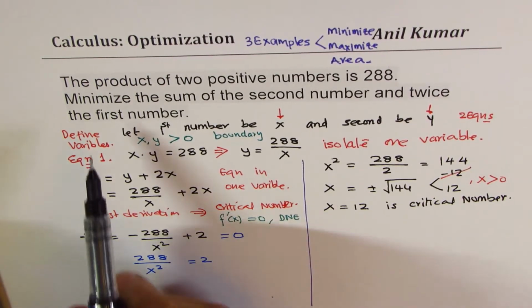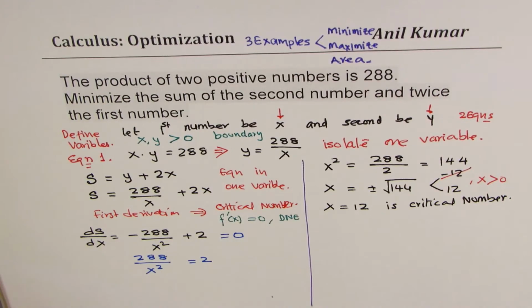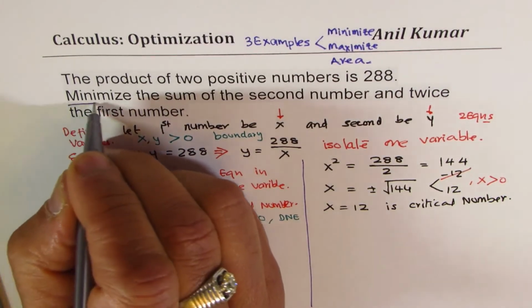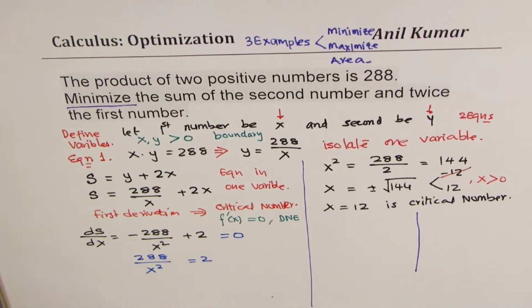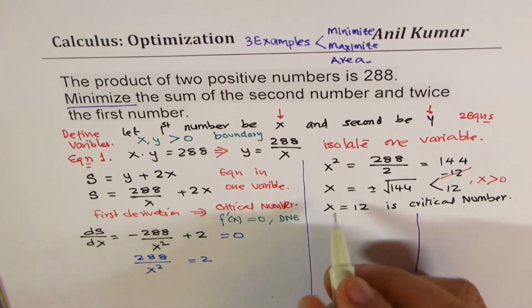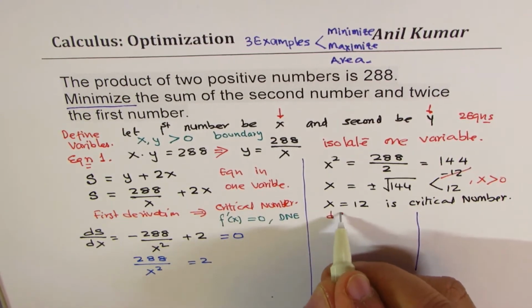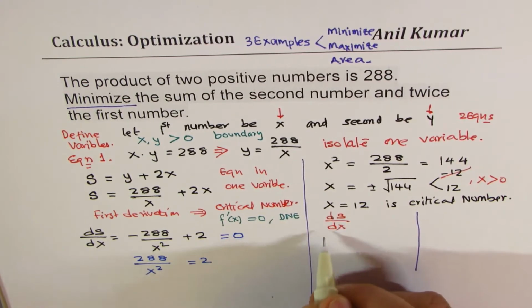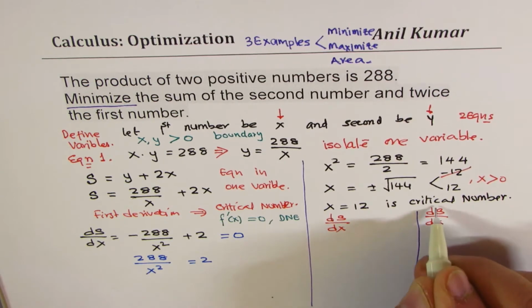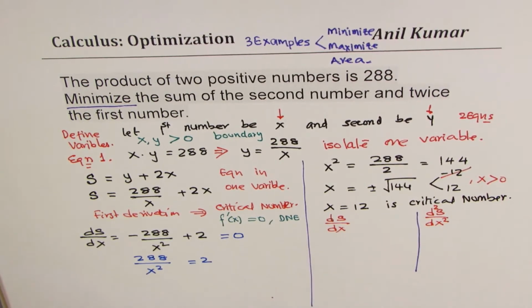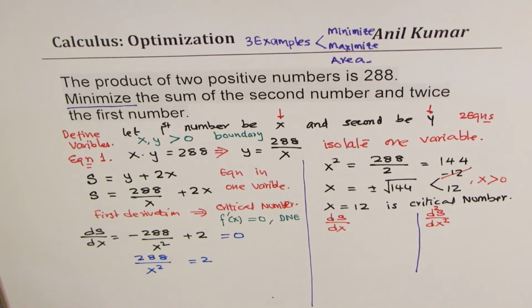Now, the question is to minimize. How do we know that this really represents minimum? So for that, we actually have two types of tests. We could analyze the first derivative, that is ds over dx in this time, or we could find the second derivative, right? So that is d2s over dx squared. So both can give us condition or proof that this is indeed a minimum, right?